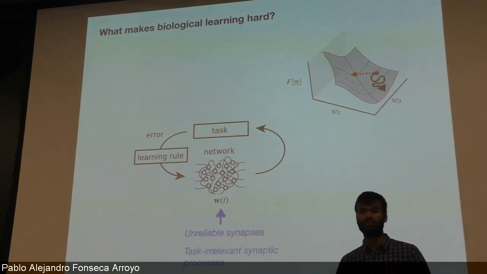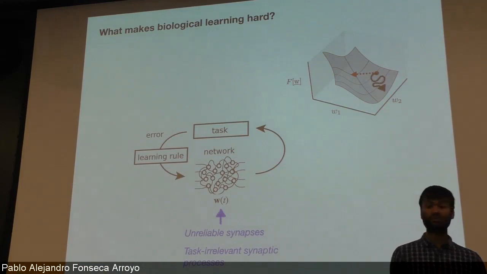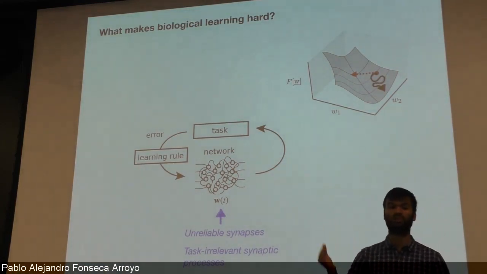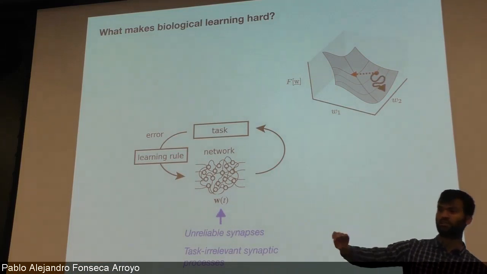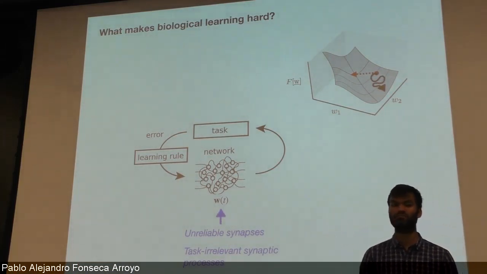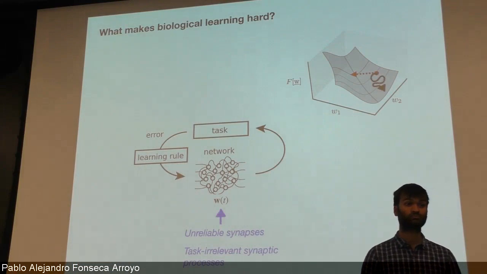Next, synapses in the brain are actually intrinsically unreliable. They're tiny molecular machines and they're subject to molecular noise. They have Brownian fluctuations. If the synapse is at a particular strength, it doesn't necessarily stay there forever.